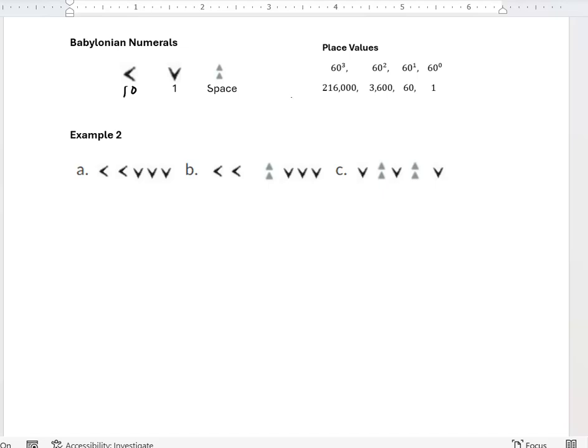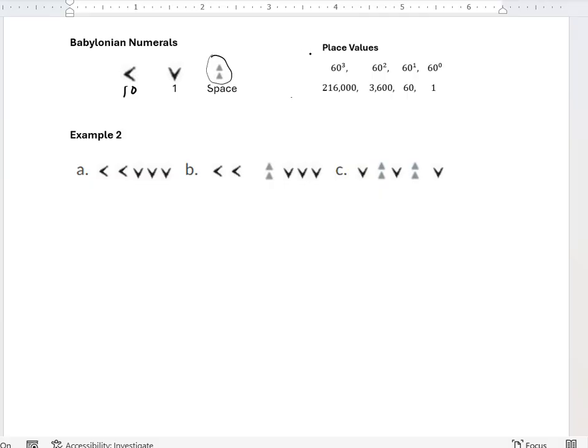Let's look at example 2, Babylonians. So just recall that the symbols are this arrow pointing down counts as 1. The arrow pointing to the left counts as a 10. If you see this symbol, that is a placeholder. It essentially acts like a 0.